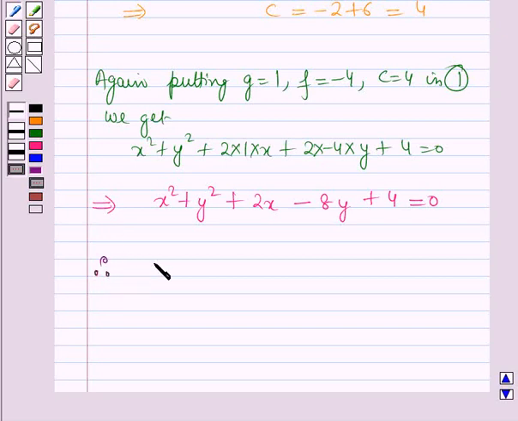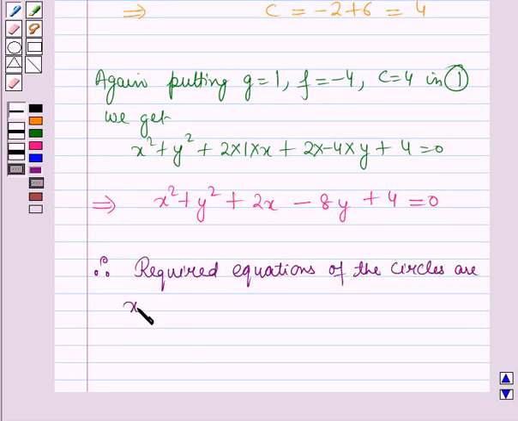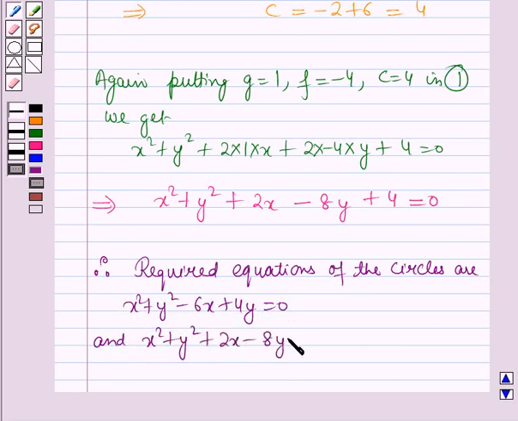Therefore, the required equations of the circles are x² + y² - 6x + 4y = 0 and x² + y² + 2x - 8y + 4 = 0.